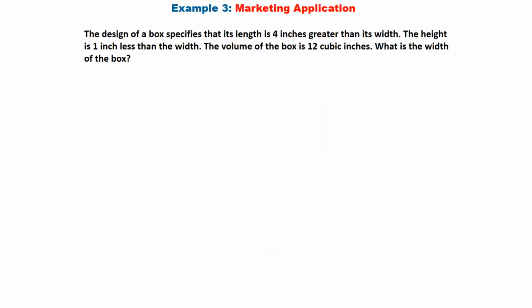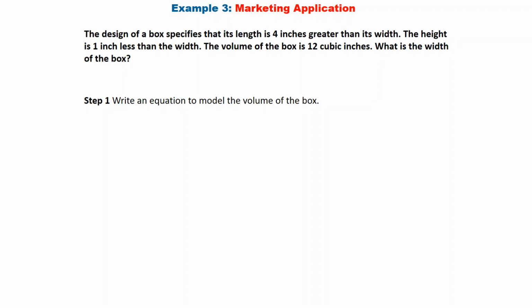All right, let's look at this example to help us use the rational root theorem. It says the design of a box specifies that its length is 4 inches greater than its width. The height is 1 inch less than the width, and the volume of the box is 12 cubic inches. What is the width of the box? So the first thing we want to do is write an equation to model the volume of the box. The question states, what is the width of the box?